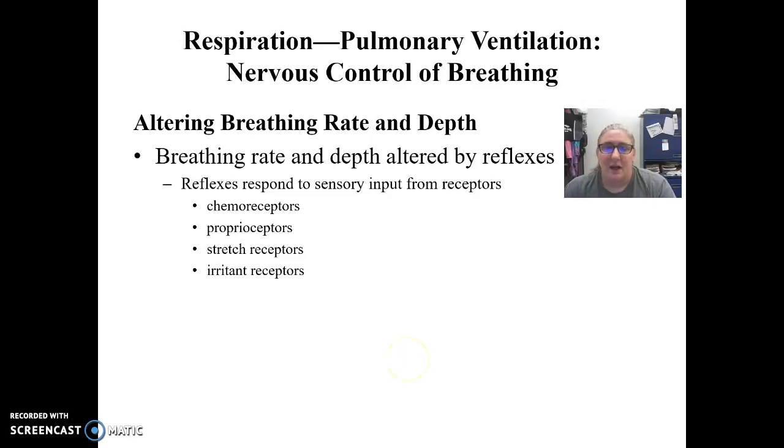So let's talk about the factors that affect breathing. We have chemoreceptors, which detect changes in chemicals in the body, like oxygen, carbon dioxide, pH. We have proprioceptors that detect changes in joint movements, stretch receptors that detect pressure changes, like when the thoracic cavity gets very large. And then irritant receptors, which allow us to get rid of potential irritants from our system, to make us sneeze or cough.